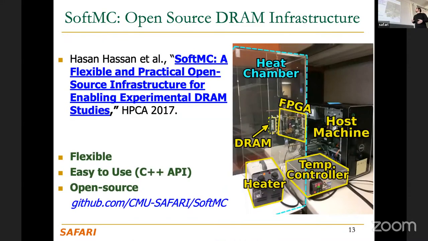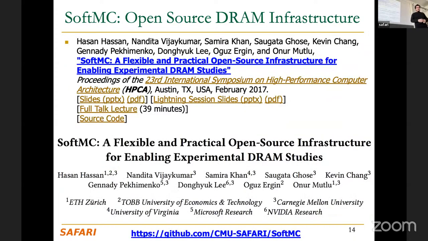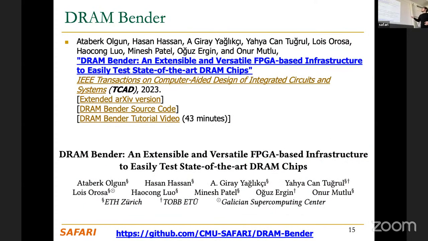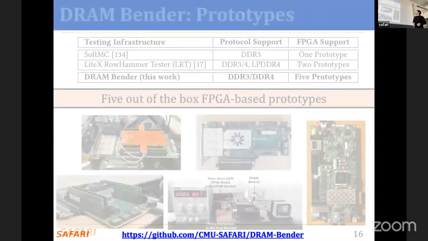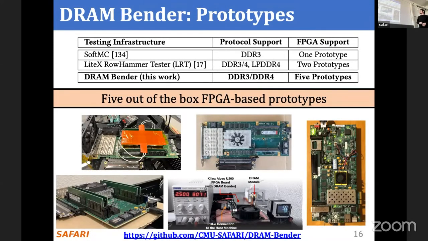Now I won't talk about the details of the infrastructure itself, but this is SoftMC, another version of that infrastructure that we used in the past to characterize DDR3 chips. You can find more details about it here, and it's open source. This is a newer version of it that we use today to characterize DDR4 chips, and it already supports these five chips. So we use different FPGA boards to test DRAM modules, and now we're going to do it much cheaper.